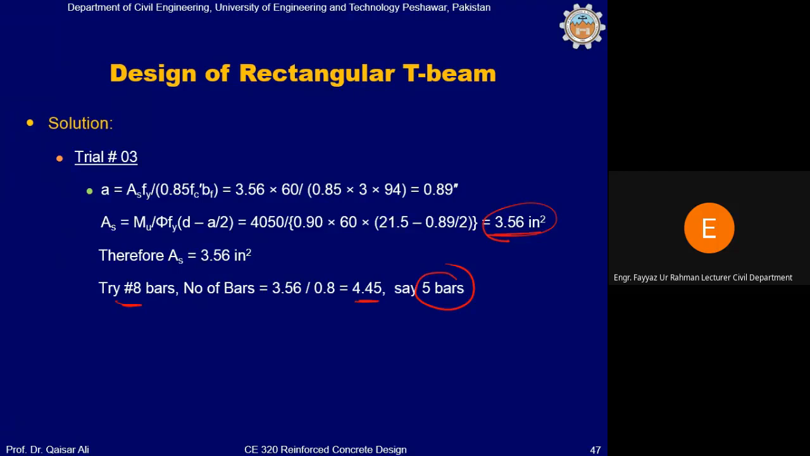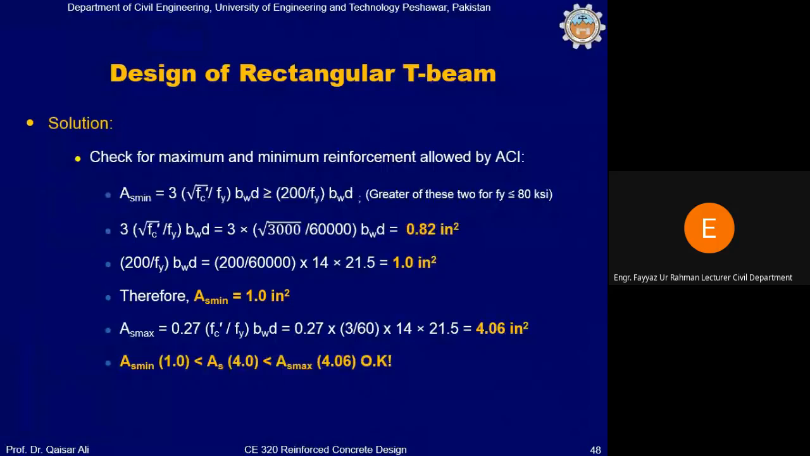in the beam. और कहाँ पर प्रोवाइड करेंगे? In the web or in the flange? जी, in the web portion because web will be in tension. अच्छा, इसको आप मैक्सिमम और मिनिमम के साथ कंपेयर करें. Minimum reinforcement is coming 1 inch square and maximum reinforcement is coming 4.06 inch square.